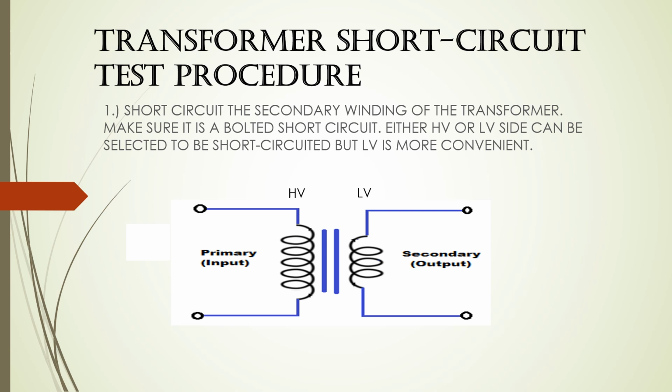So this is the diagram. Primary winding, high voltage. In the secondary winding, we have the low voltage. And we have to short circuit the secondary. This time it is the low voltage winding. As mentioned, we can do it also in the high voltage winding, but it is more convenient in the low voltage.